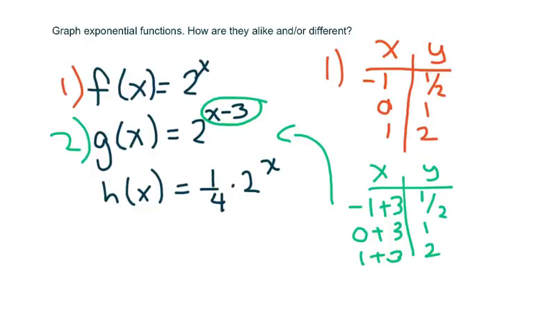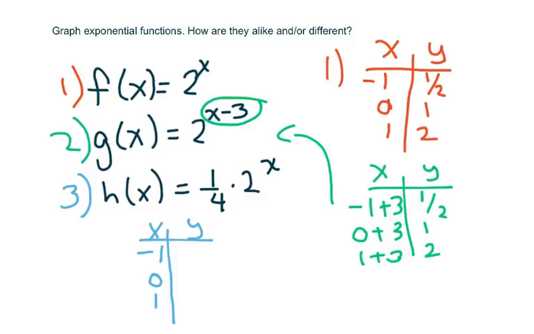And now the third one is just like any parent function. The 1/4 is going to be more of a compression. It's going to flatten it out. And what I'm doing is I'm just multiplying my y by 1/4. So I keep my x's the same, and I multiply my y by 1/4.